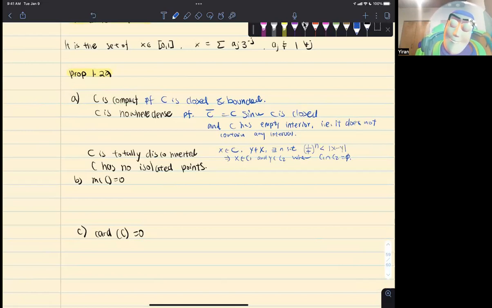And then C has no isolated point. So what does it mean to say that C does not contain any isolated point? The definition for an isolated point: x is an isolated point if and only if there exists a neighborhood of x such that the neighborhood does not contain any point in the Cantor set C.